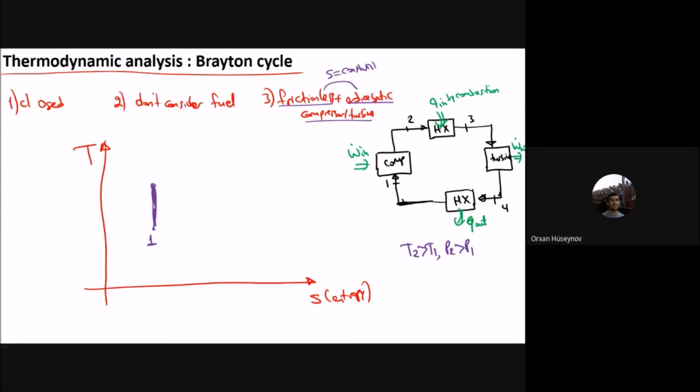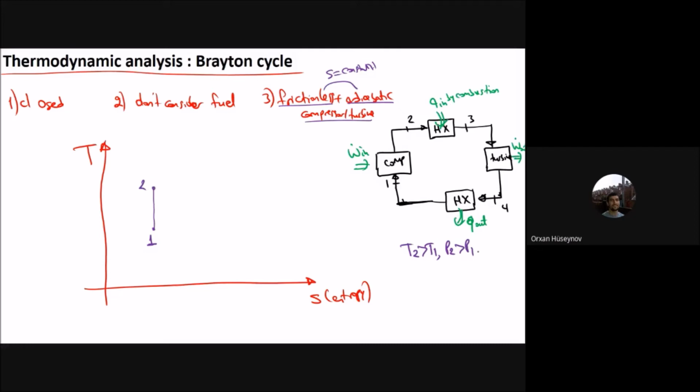Okay. This is 2. So let me draw it again because now it seems that it should be vertical, because the entropy is constant. These are the assumptions. In reality, it is not isentropic, but you can see that we will do examples where we don't consider the isentropic case. And then from 2 to 3, you can see that you are adding heat.